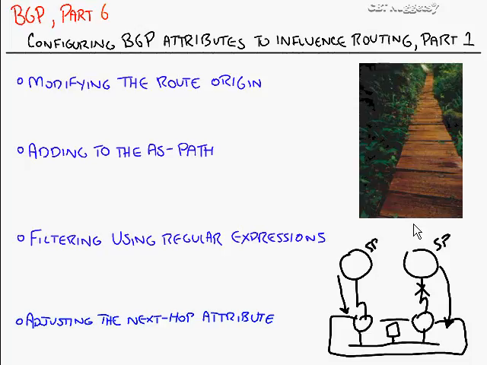Now, in this nugget, what we're going to go through is these four major attributes. Number one, modifying the route origin. Where did this route come from? Was it redistributed? Was it put in through a network command? I'm going to show you how you can change that. From there, I'm going to show you adding to the autonomous system path. Yes, even the autonomous system path can be modified. You can change where it looks like a route came from. I'll show you some reasons why we'll do that, and then I'll show you how to do it.